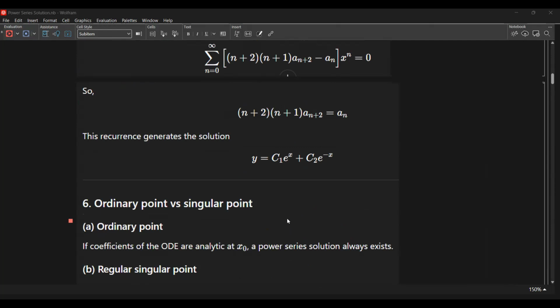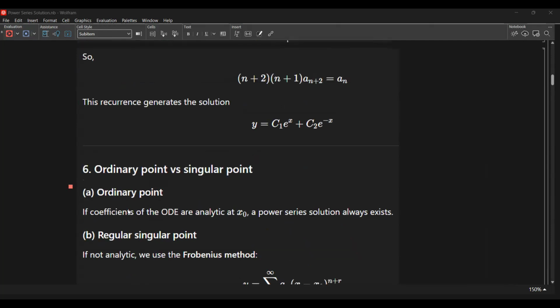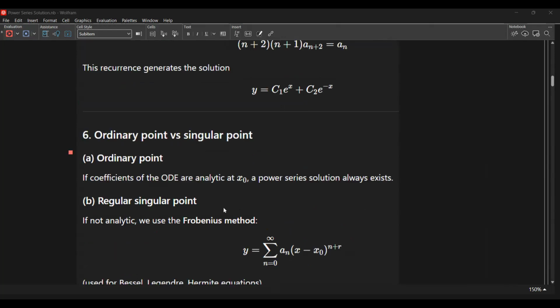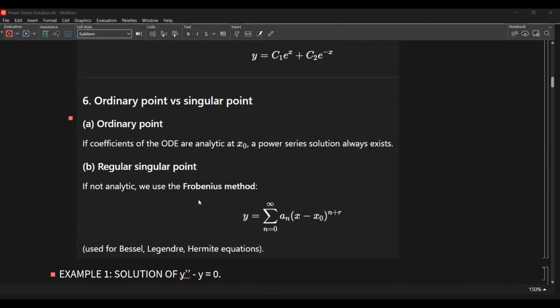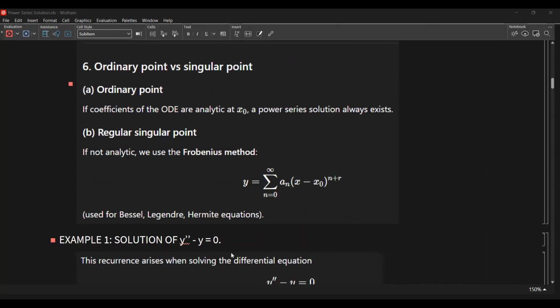Now, ordinary point versus singular point. We have an ordinary point if the coefficients of the ODE are analytic at x sub 0, and the power series solution always exists. For a regular singular point, where they are not analytic, we use the Frobenius method. In my later videos, I will discuss the Frobenius method as applied in the Bessel, Legendre, and Hermite equations.